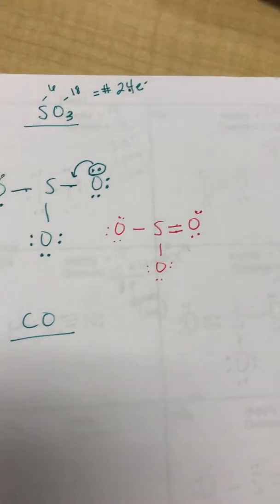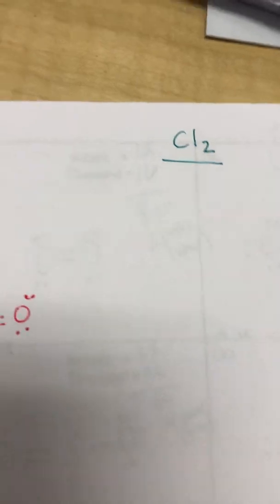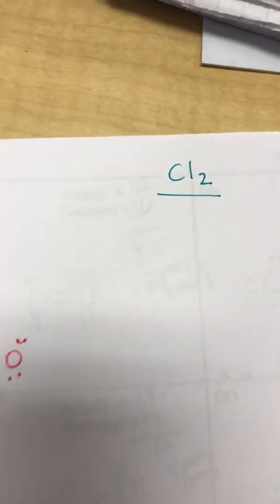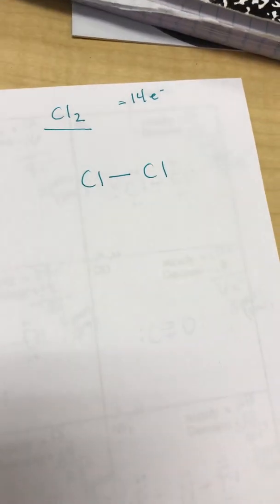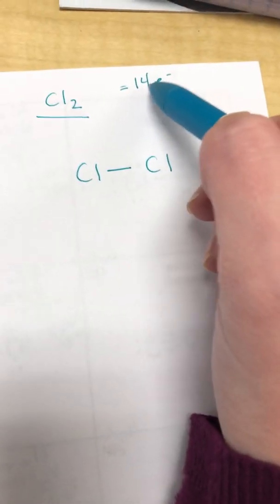Okay, let's look at Cl2. So again, I have to do my supply. I have to know how many electrons I can draw. Each chlorine has 7, so that's 14 electrons. So I know I'm going to have a chlorine and a chlorine, and they have to be bonded together by at least sharing 1 pair. So now I'm just going to go in and fill up to 14.